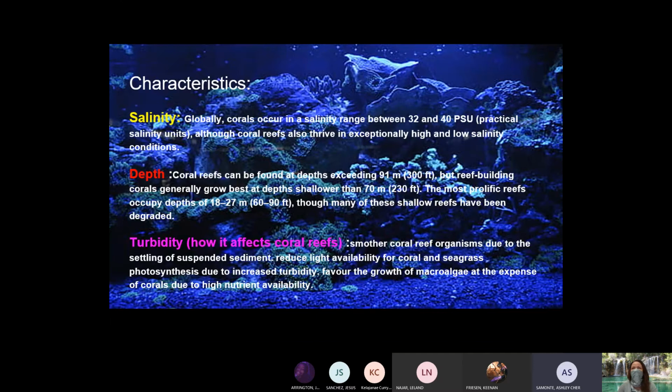The turbidity, I was actually confused on this one, but it shows how it affects the coral reefs. Smaller coral reef organisms, due to the settling of suspended sediment, reduce light availability for coral and seagrass photosynthesis. Increased turbidity favors the growth of microalgae at the expense of corals due to high nutrient availability. Next slide. Yes.